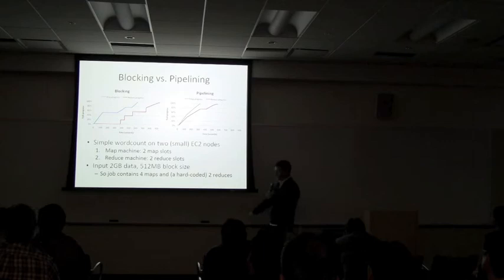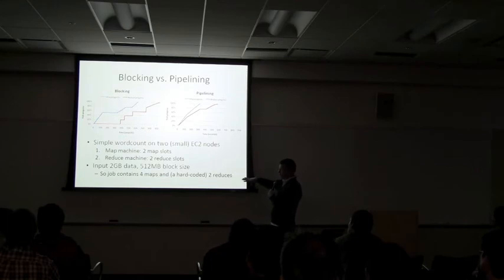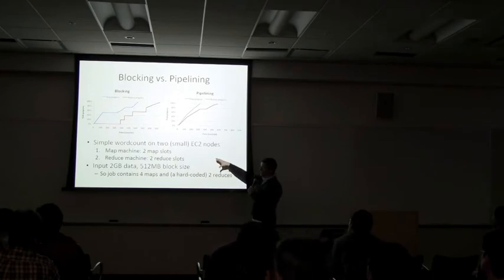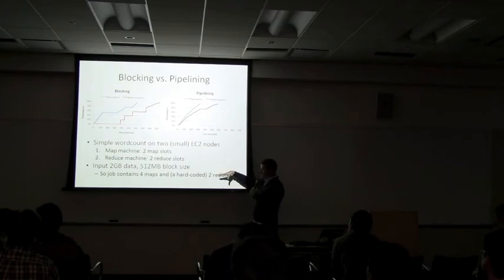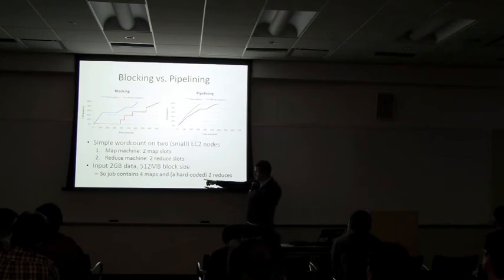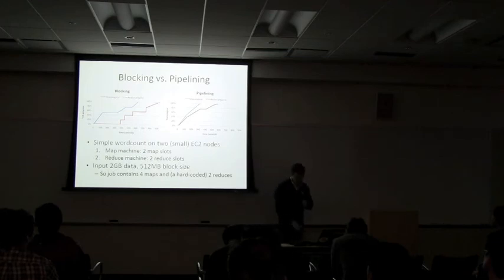So here I'm showing just a toy job, to zoom in, if you will, on the characteristics of pipelining and blocking. It's a word count using 2 small EC2 nodes. I've dedicated one machine to run maps only and one machine to run reduces. I've given them 2 slots each. The input data is 2 gigabytes and the block size is 512 megabytes. So the job contains 4 maps and I've hard-coded it to 2 reduces.